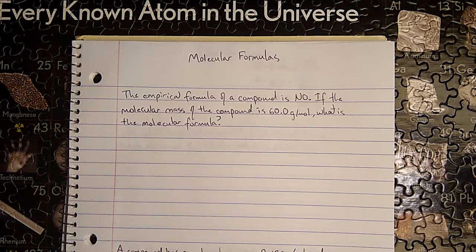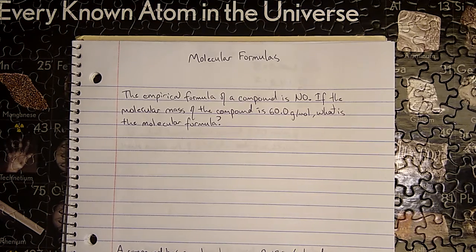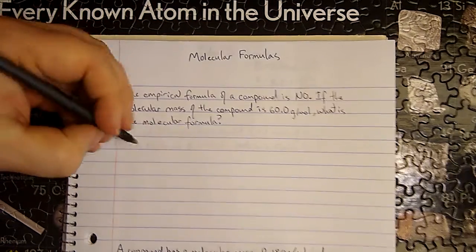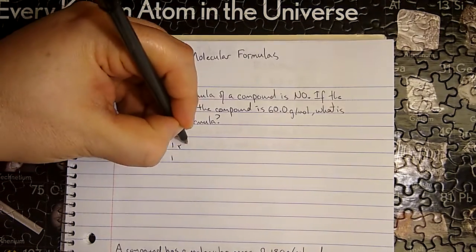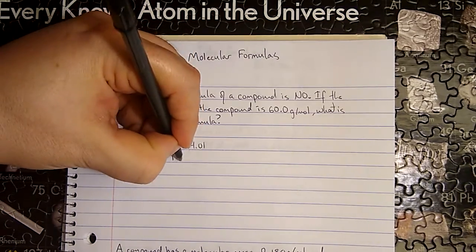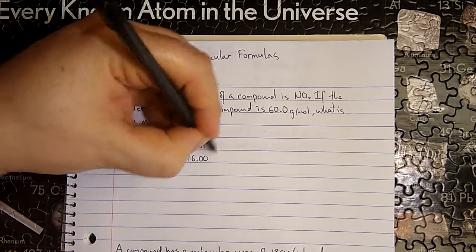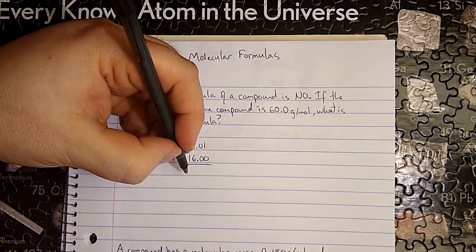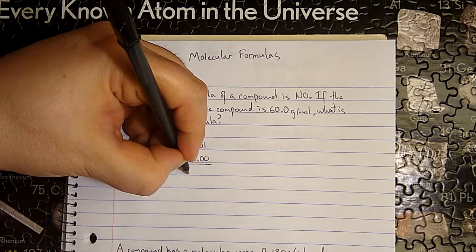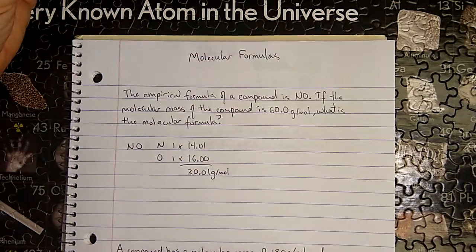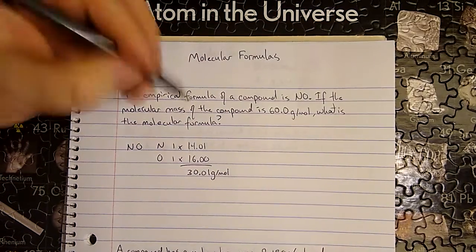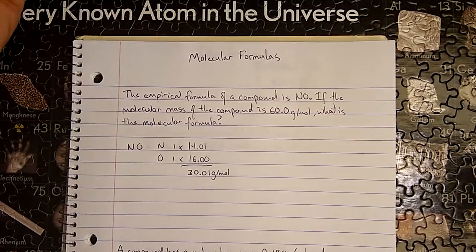The empirical formula of a compound is NO. If the molecular mass of this compound is 60 grams per mole, what is the molecular formula? I want to start off by finding the mass of NO. We only have one of each. Multiply it by the masses on the periodic table. Once I have the empirical mass, I notice it's 30 grams.